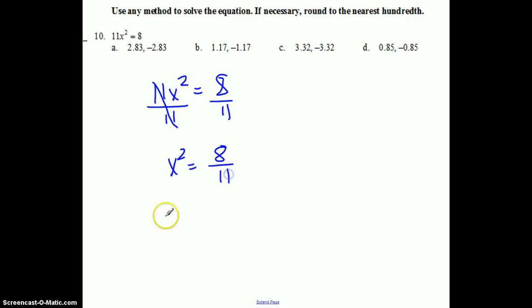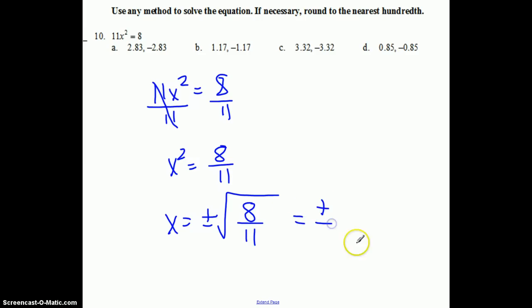Okay, and this one, use any method. So first of all, if I'm going to solve this, divide both sides by 11. So x squared equals 8 over 11. And if it were me, I would just leave the whole thing as 8 over 11 and do it underneath the square root. So if I do the square root and do 8 divided by 11 and close my parentheses, I would end up with plus or minus 0.85. Means my answer is going to be D.